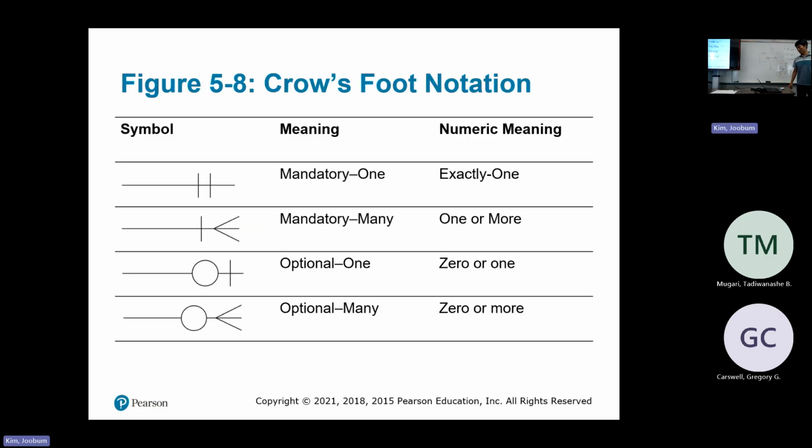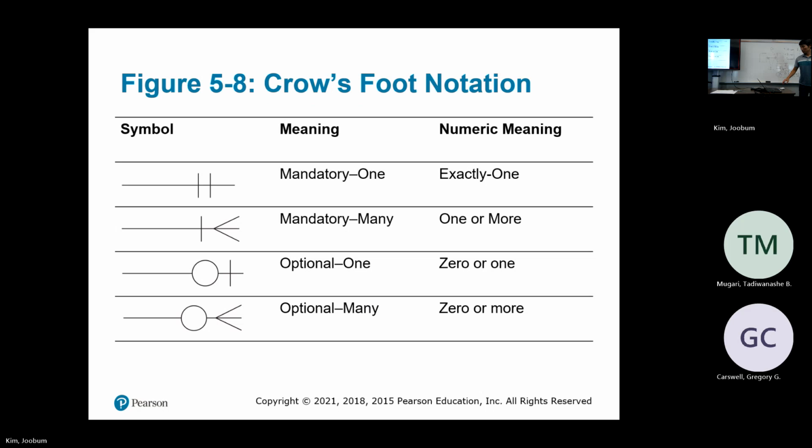Okay. And also, when you take a look at the symbol, the meaning is that the inner symbol one means mandatory. The outer symbol is just one. And one plus, so mandatory and many. And zero one is optional one, zero plus is optional many. So when you take a look at those kinds of symbols, you have to understand what they mean between two relationships, two entities. Okay?